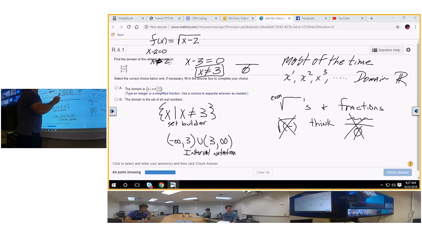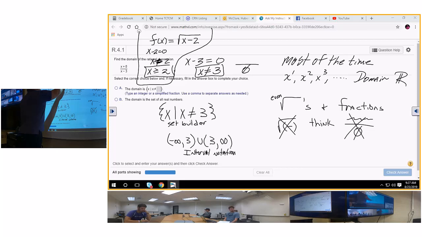So what do you get when you plug in 2? 0. What do you get when you plug in 3? 1. What do you get when you plug in 4? 2. So those are okay, right? So what's the other direction? Negative 1. So what happens if you plug in negative 1? You get the square root of negative 3. You can't have that. So in this case, x has to be greater than or equal to what? 2. So your domain here is x greater than or equal to 2.